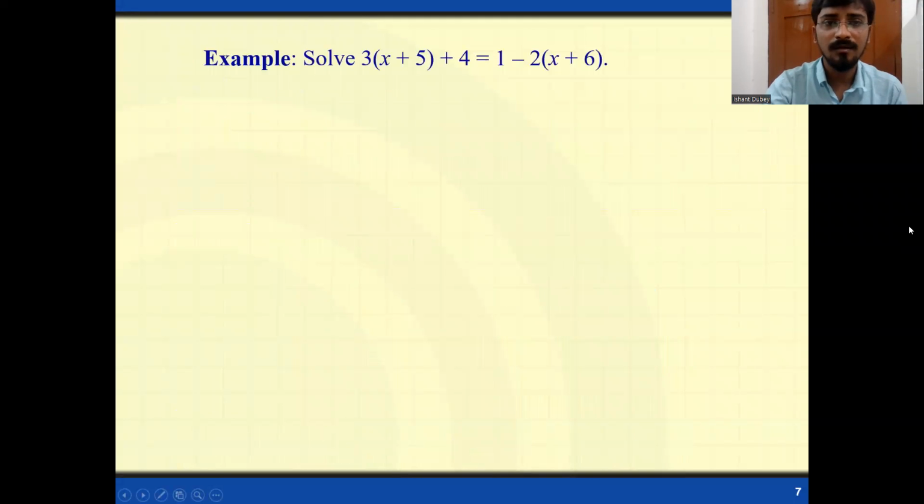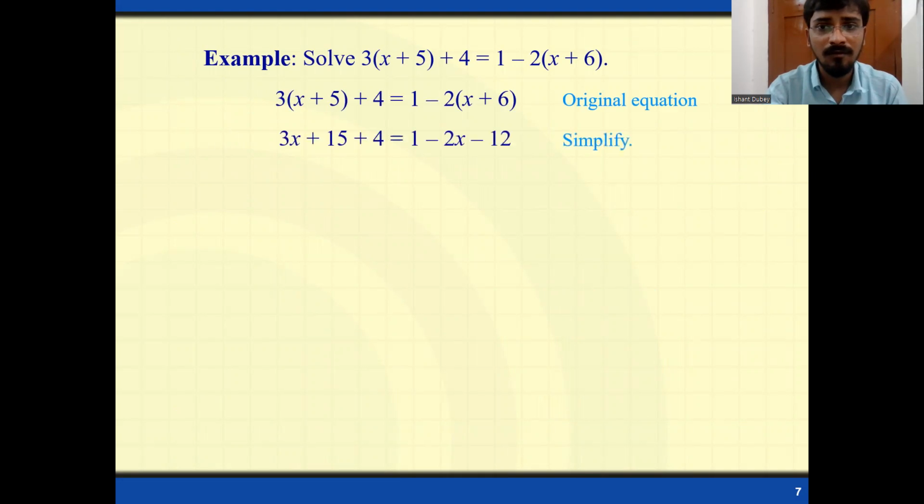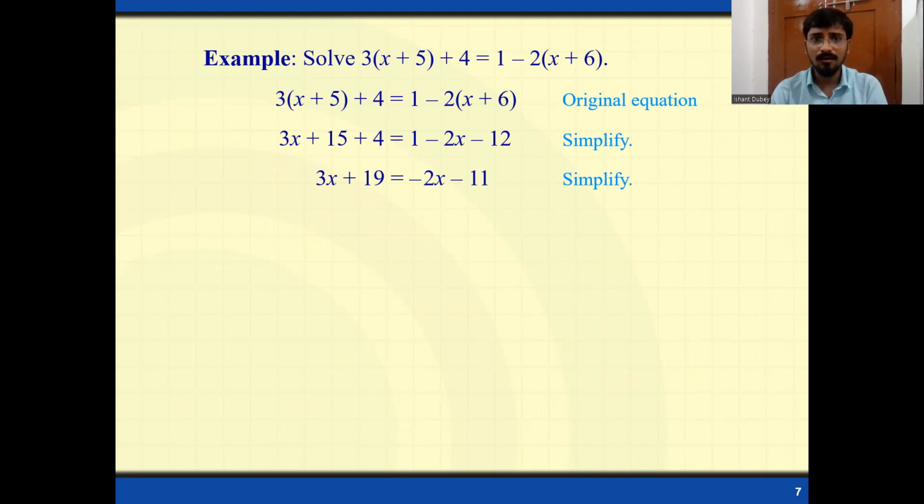So this is another equation. You can try it. Okay, so 3(x + 5) + 4 = 1 - 2(x + 6). This is the original equation. Now what we are doing is simplifying. Simplifying means we are taking variable on one side and constant on the other side.